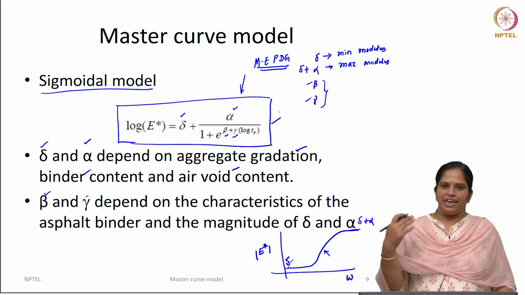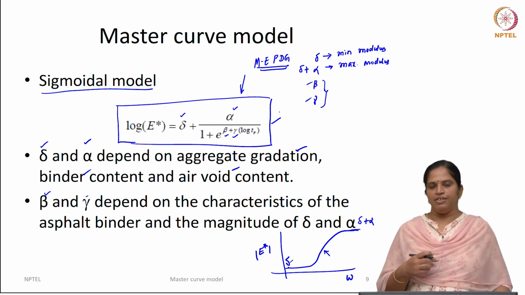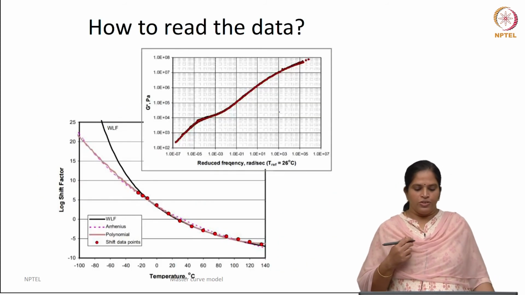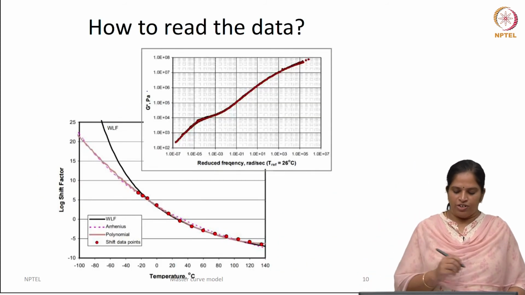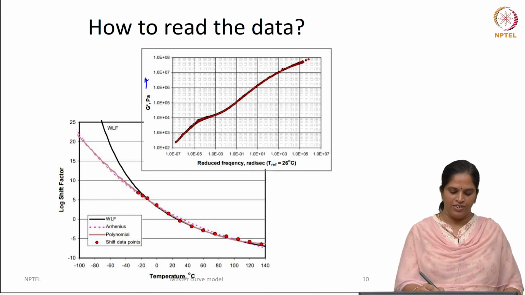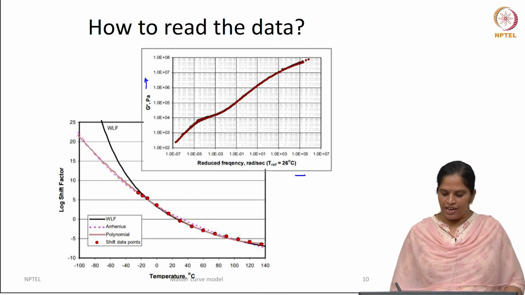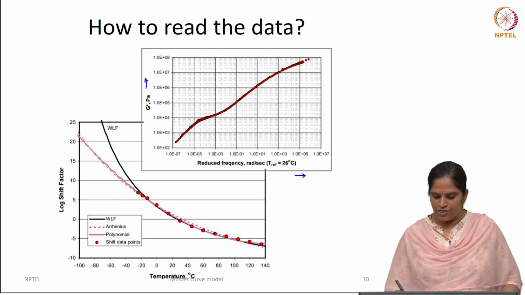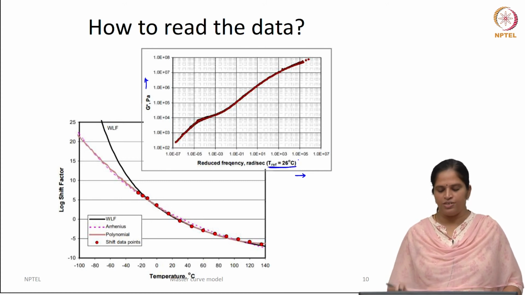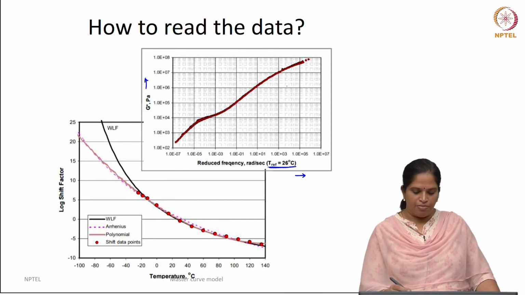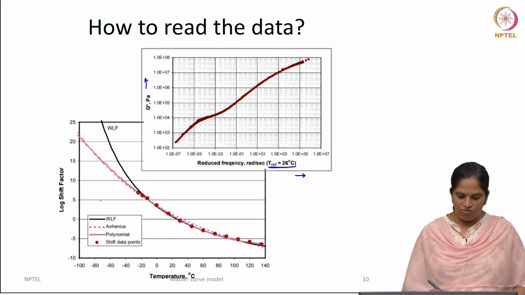Now let us take one specific master curve and see how to read that master curve. So here is a master curve for a dynamic modulus, where the y scale is the dynamic modulus and the x scale is the reduced frequency. This master curve is constructed at a reference temperature of 26 degrees Celsius, and you have a corresponding shift factor.